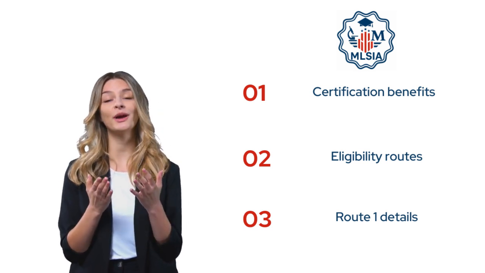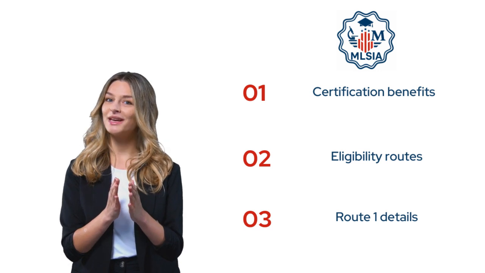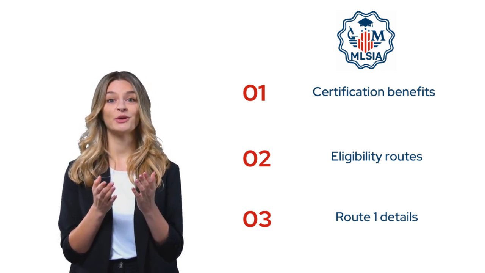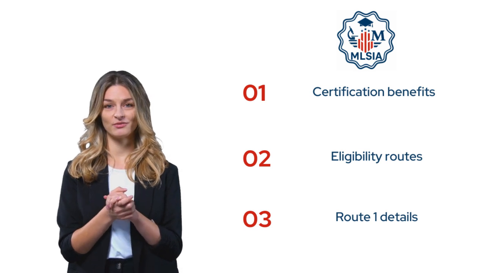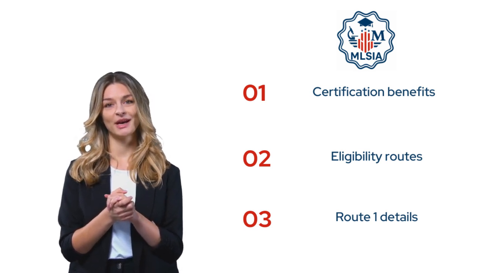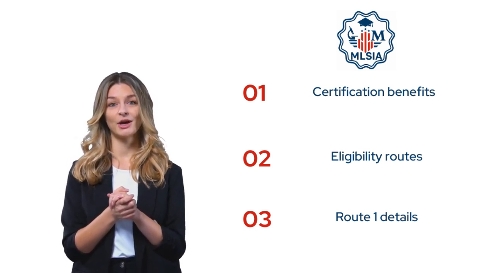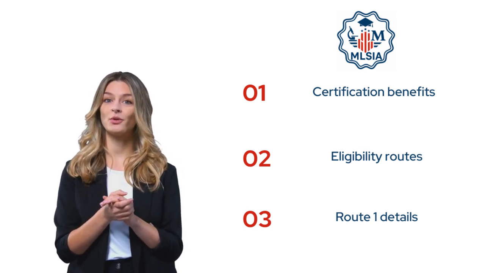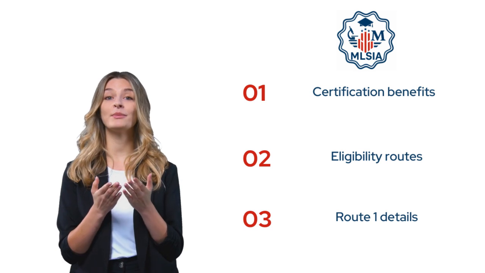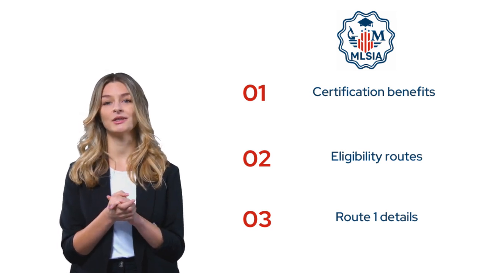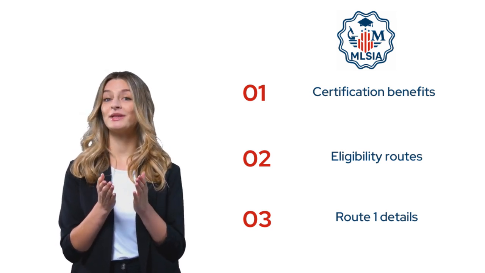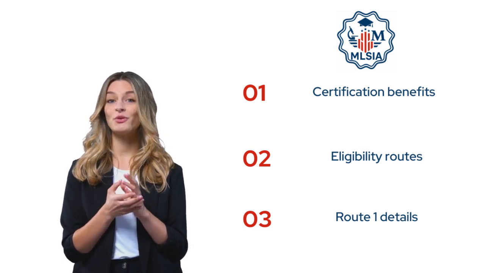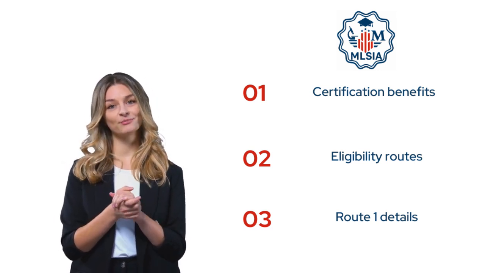Let's start with the official eligibility routes. You must meet one of them exactly as listed by the ASCP. Route 1: an associate degree from a regionally or nationally accredited college or university, or 60 semester hours of academic credit from an accredited college or university, and successful completion of a NAACLS or ABHES accredited MLT program within the last 5 years. The education from that accredited program is valid for 5 years from completion. Apply before that window closes so your training remains acceptable.